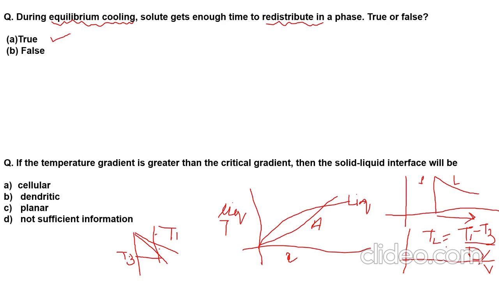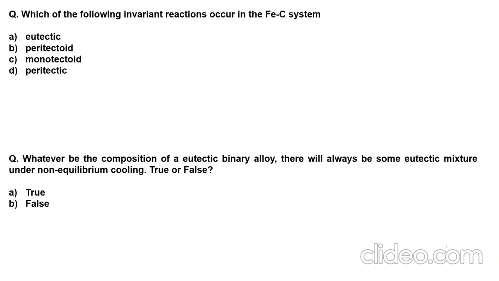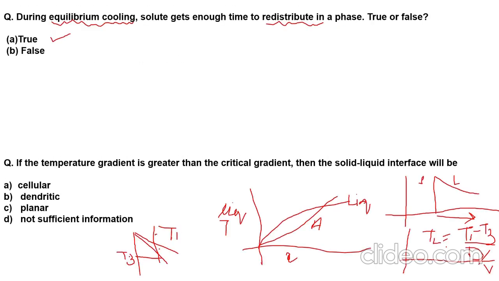Okay, thank you. One more question. If the temperature gradient is below the critical gradient, then what type of microstructure do we have at the solid-liquid interface? Will it be dendritic? Dendritic. It will be non-equilibrium cooling. So your structure will have non-equilibrium cooling. Whenever there is non-equilibrium cooling, there will be dendrites formed.